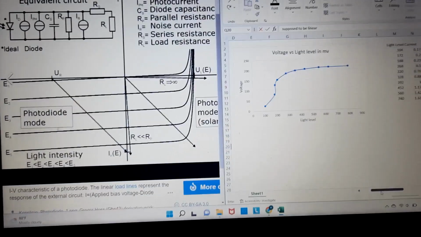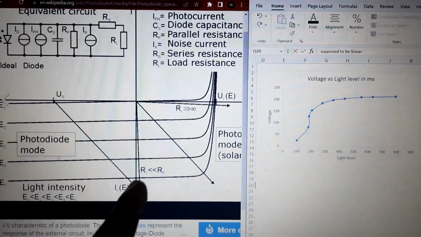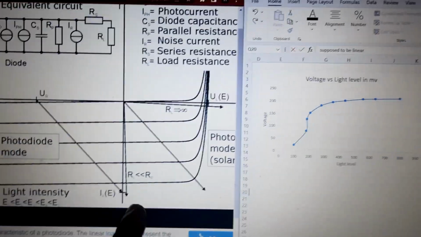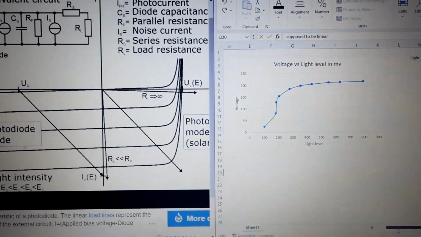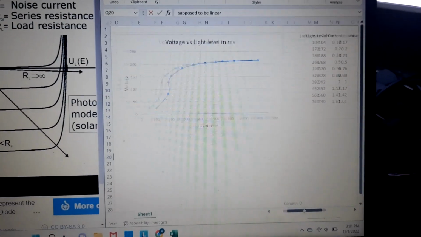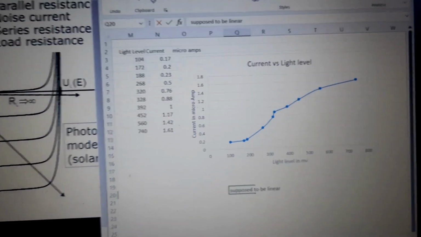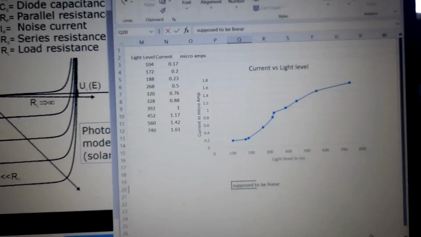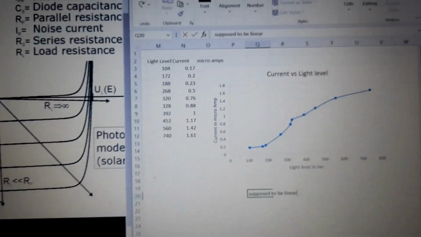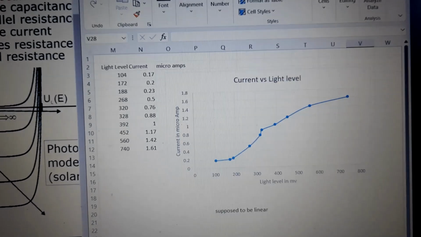So this is our graph for voltage versus light level, and as we can see, it's a direct inverse of the IV graph. That's because we swapped our two axes, and then we plotted our current versus light level. It is a little wonky because there were some fluctuations on the oscilloscope, but it has the general linear shape that it's supposed to have, connected to these IV graphs.